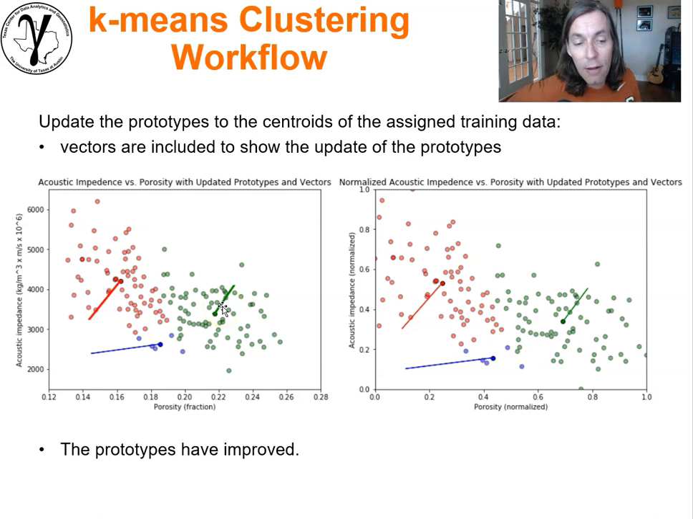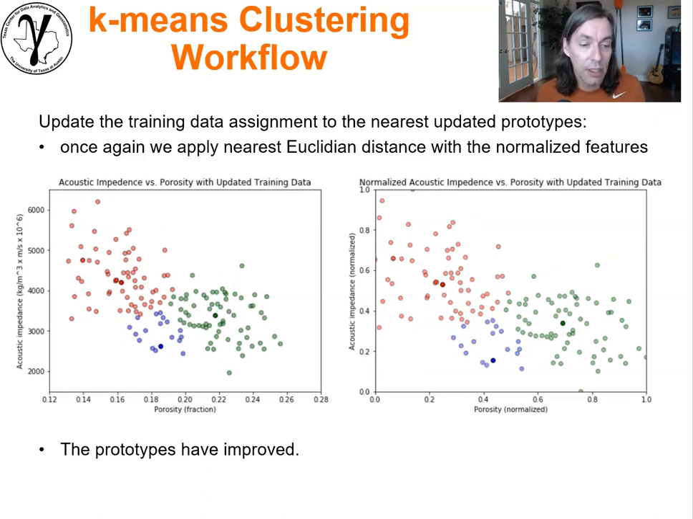Now, if you think about it, now we have a problem. The actual training data are no longer assigned to their closest prototype. So let's go ahead and fix that. We've improved the prototypes, now improve the assignment of the training data to the prototypes. So let's go ahead and do that.